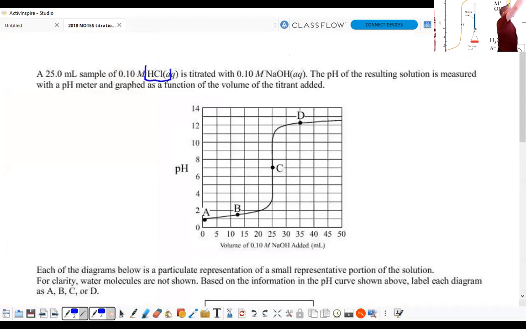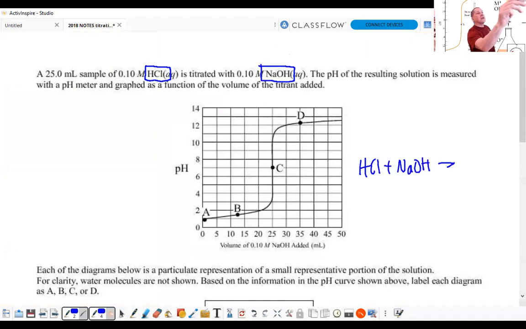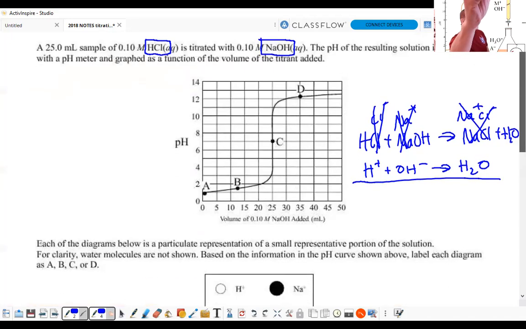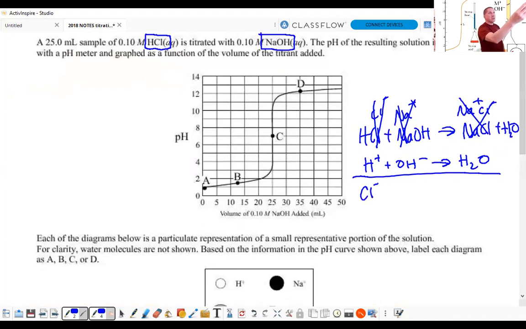So we're using HCl and we're doing NaOH. So our equation is HCl plus NaOH yields NaCl plus H2O. But really, it's H plus plus OH minus yields water. Why? Na is a spectator ion, and Cl minus is a spectator ion. Right, so we got that. But that doesn't mean they aren't there.